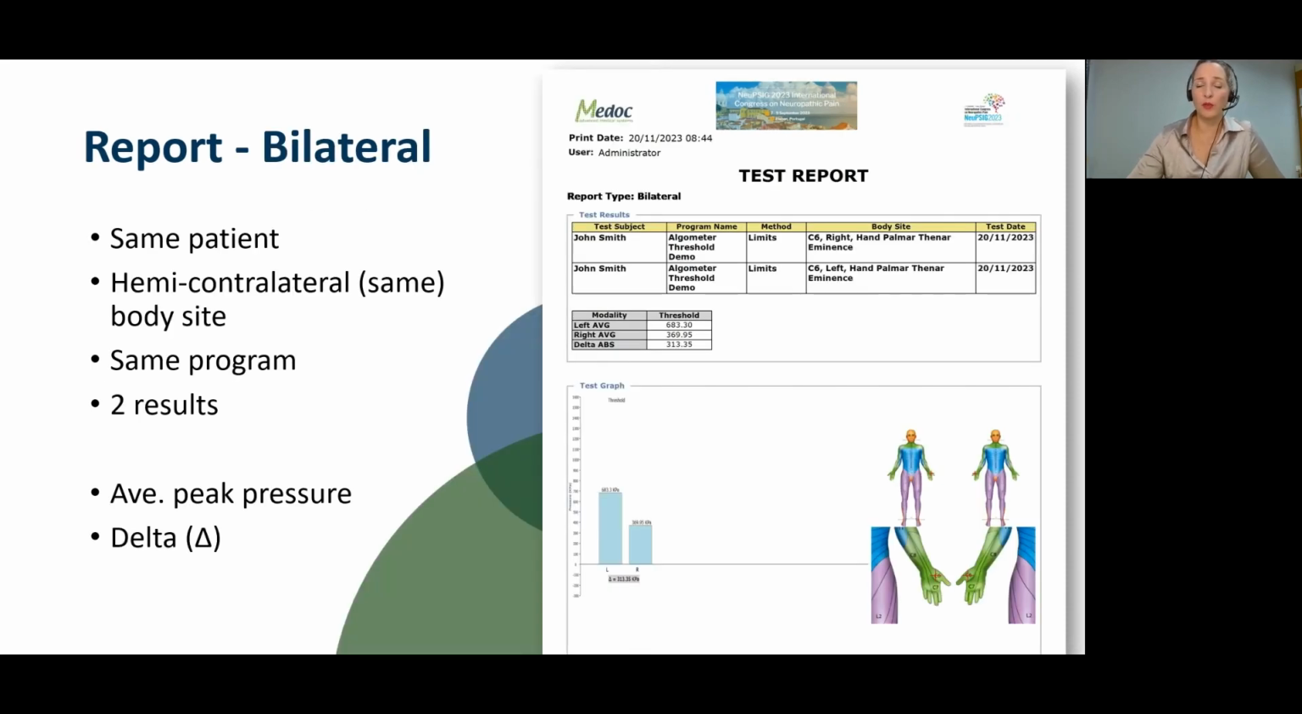Now, another report that I really like is the bilateral report. So if you have two of the same body sites, for instance, two thenar eminences, of the same patient, using the same program, then you can compare them, and you can choose those 2 tests and put them on the same report, and then you can see the delta between those 2 body sites. And for instance, if we're interested in CRPS, complex regional pain syndrome patients, this could be an interesting way to look at the results and to see the difference between the affected hand and the unaffected hand.